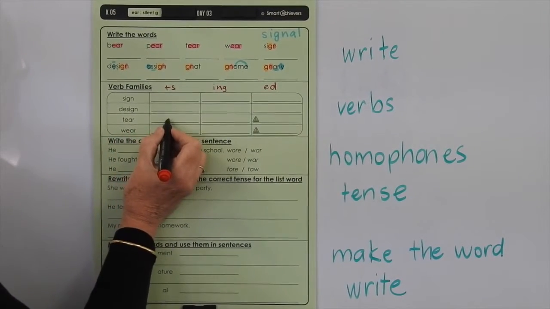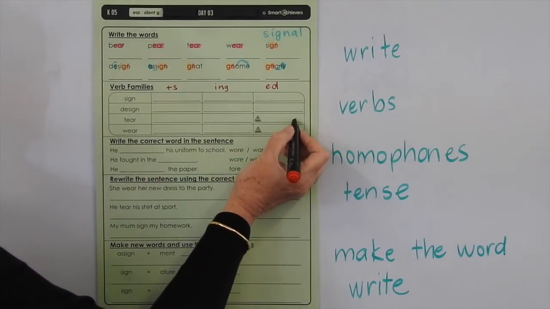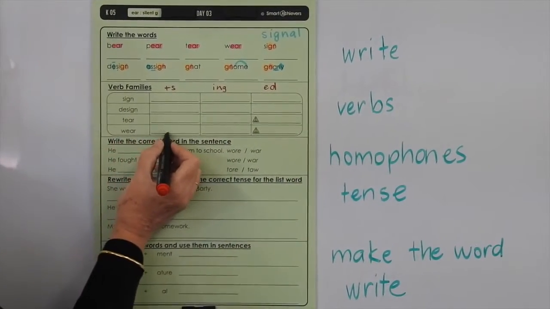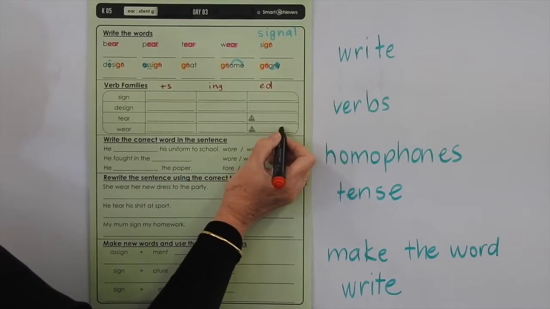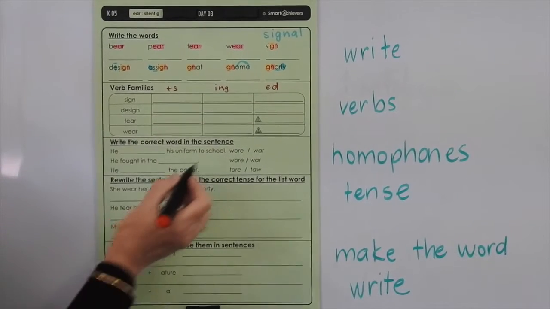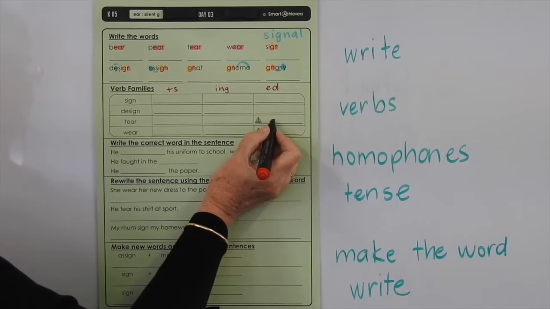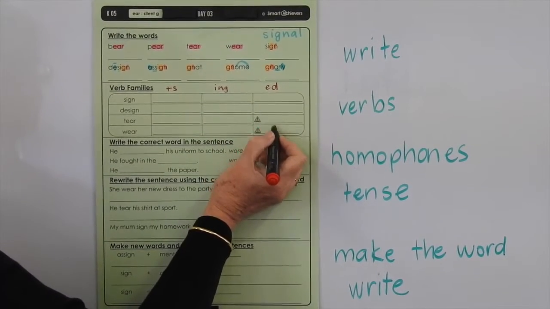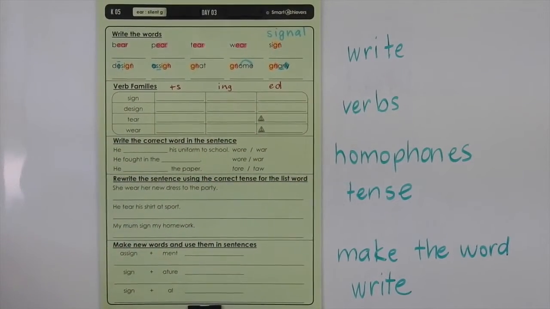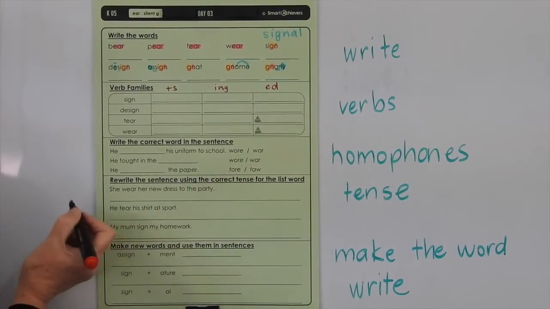Tear, tears, tearing. We don't say teared the paper, we say tore the paper. Wear, wears, wearing. We don't say he weared his uniform to school, we say he wore his uniform to school. So these are irregular past tense verbs, and you're not going to add the ed to these last 2, you're going to change the spelling completely. There's a little hint down here as to how you would do that.